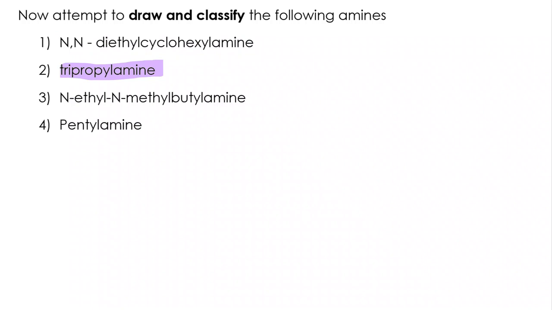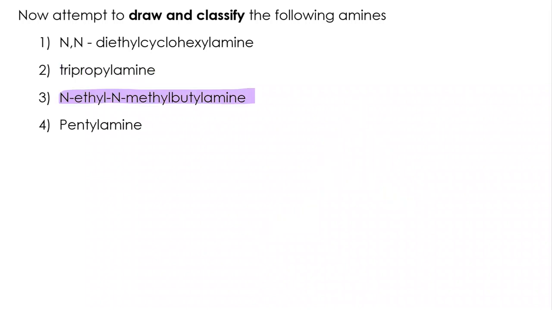I will do this skeletally. All of these propyl groups are going to come off the central N. So I go 1, 2, 3, 1, 2, 3, 1, 2, 3, carbons in each chain. For the next one, N-ethyl, N-methylbutylamine.